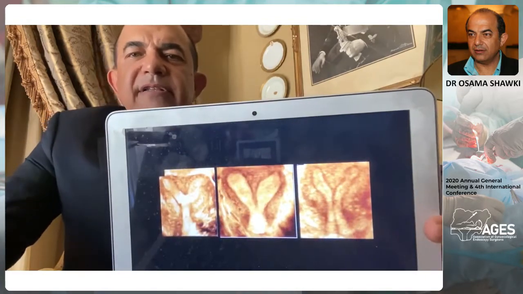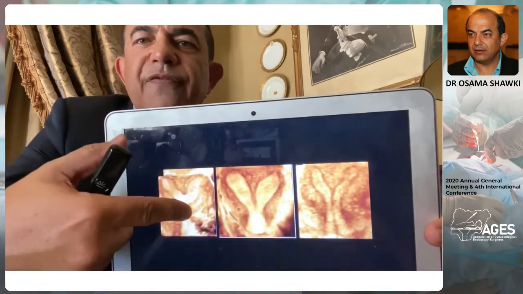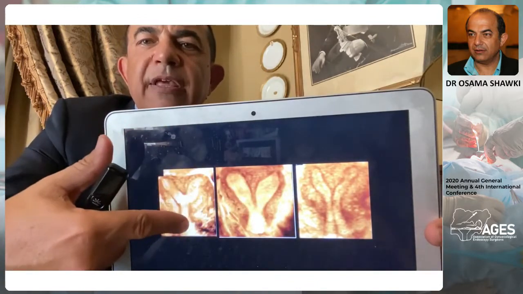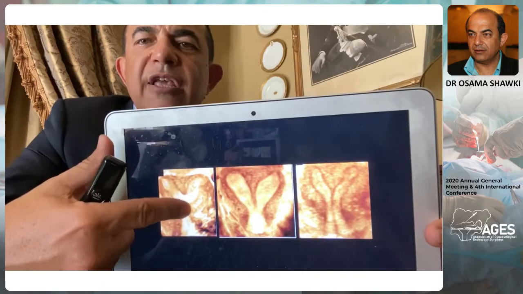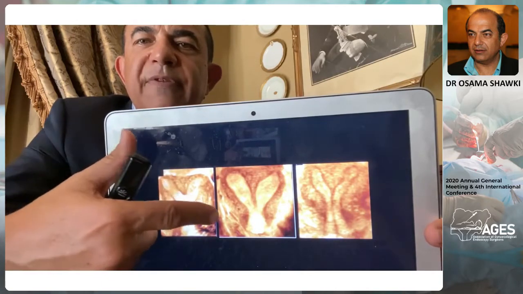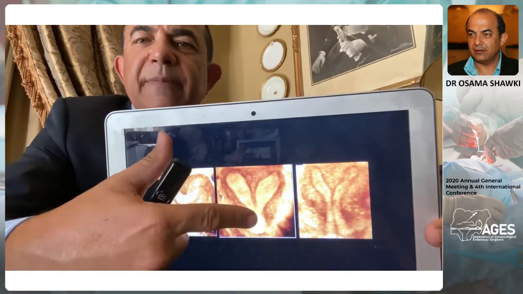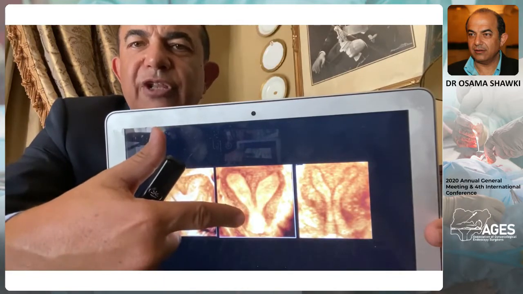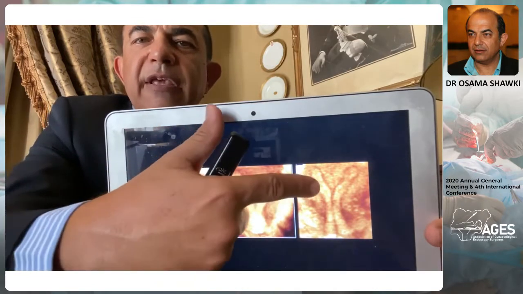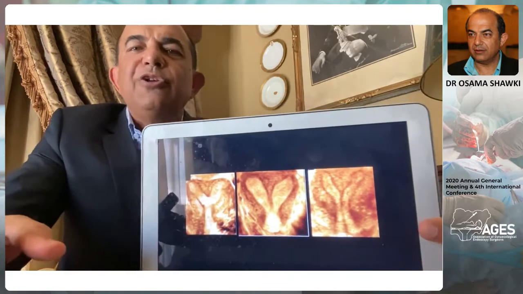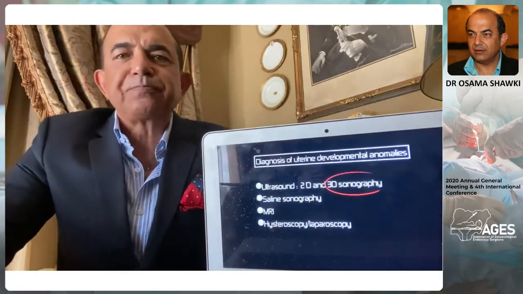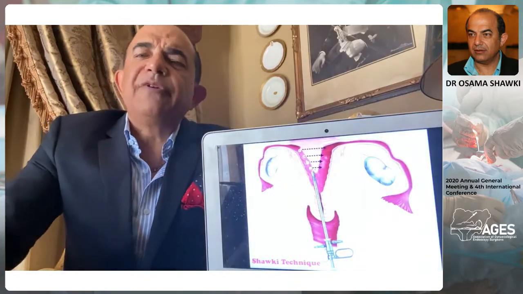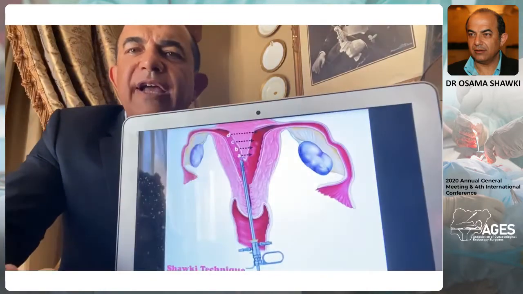Okay, another example, this is also different types of uterine septum. Here the septum reaches midway between the fundus and internal os. You can call it subseptate or short septum, incomplete septum. Here the septum reaches to the level of the internal os, so this is a complete septum. Here is a very rare anomaly, which is uterine, cervical, and vaginal septum as well. So 3D ultrasound is the most important diagnostic tool.